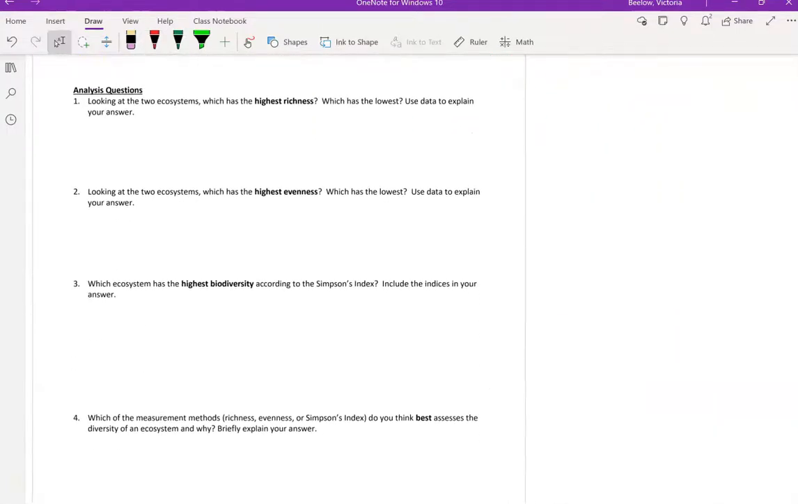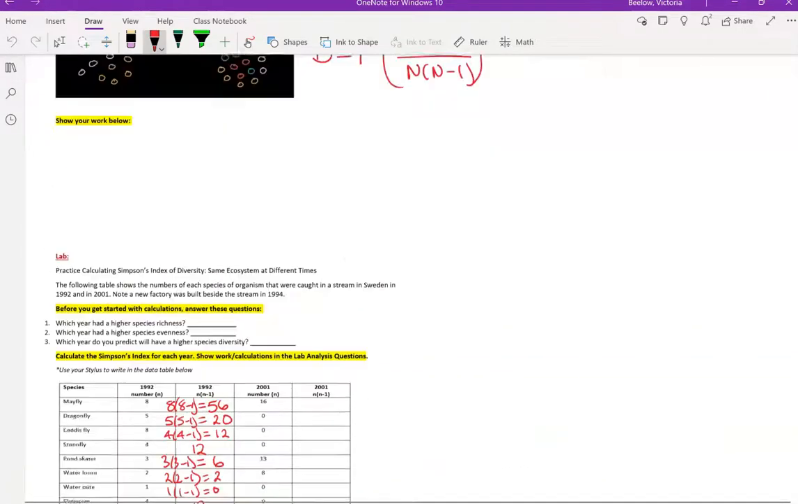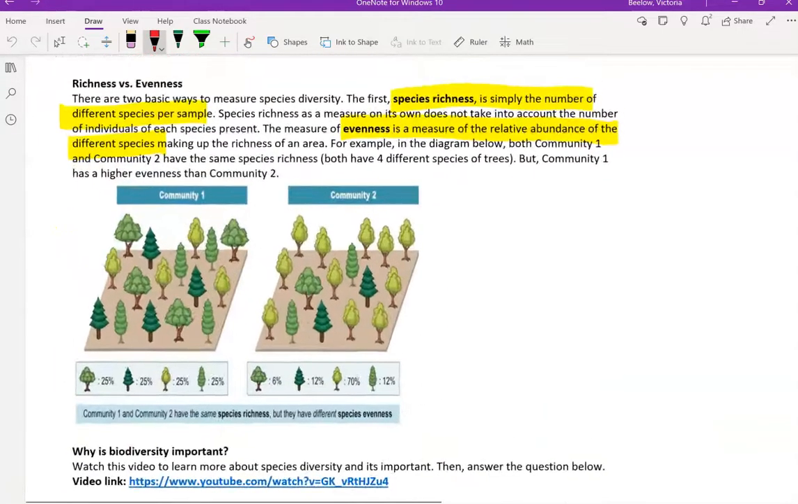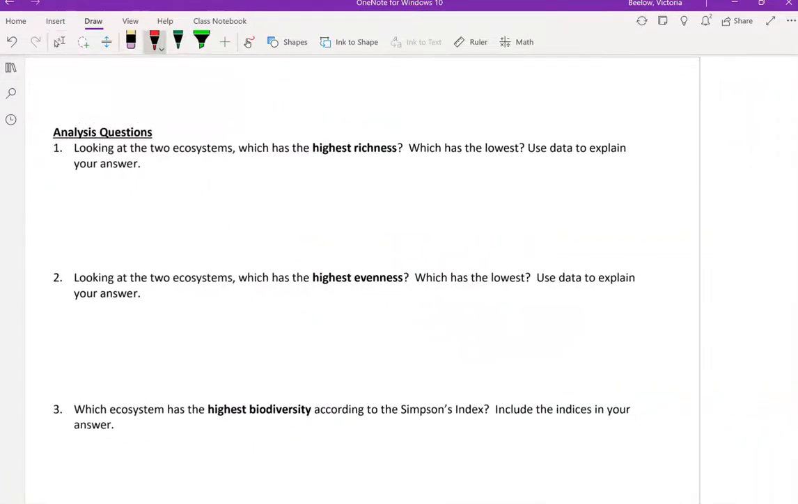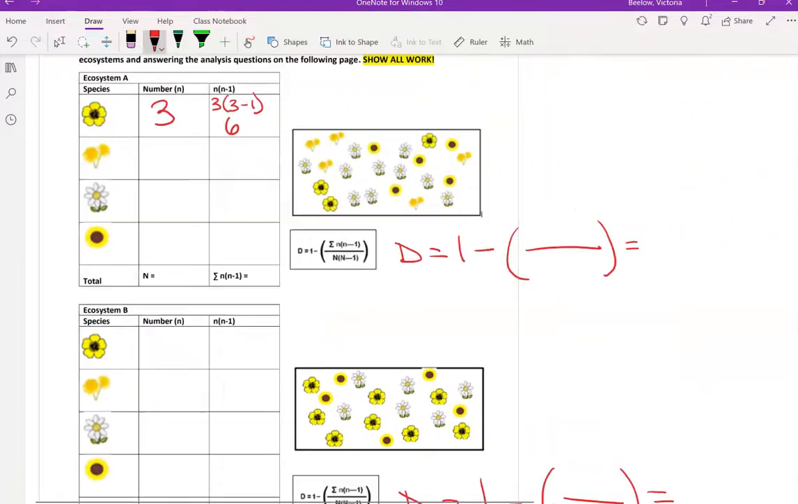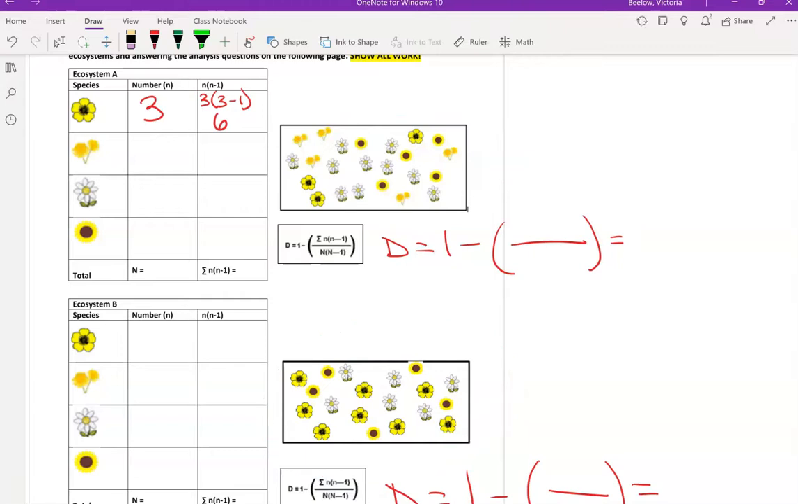Then you have some analysis questions here. Questions 1 and 2 are asking about richness and evenness. This is something that was discussed in the lab here. Here's where we talked about richness versus evenness, and here are 2 examples. So use that information to help you answer those questions. Now, to get credit for these questions, it says use your data. So I should see something about numbers in your explanation here. You should be referring to the numbers of the species that you're seeing in both of those ecosystems.